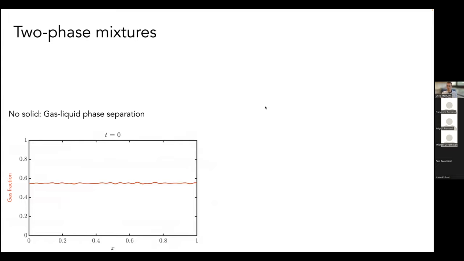So the first thing that's useful to do is to think about two-phase model problems. This is a simulation where there's no solid.